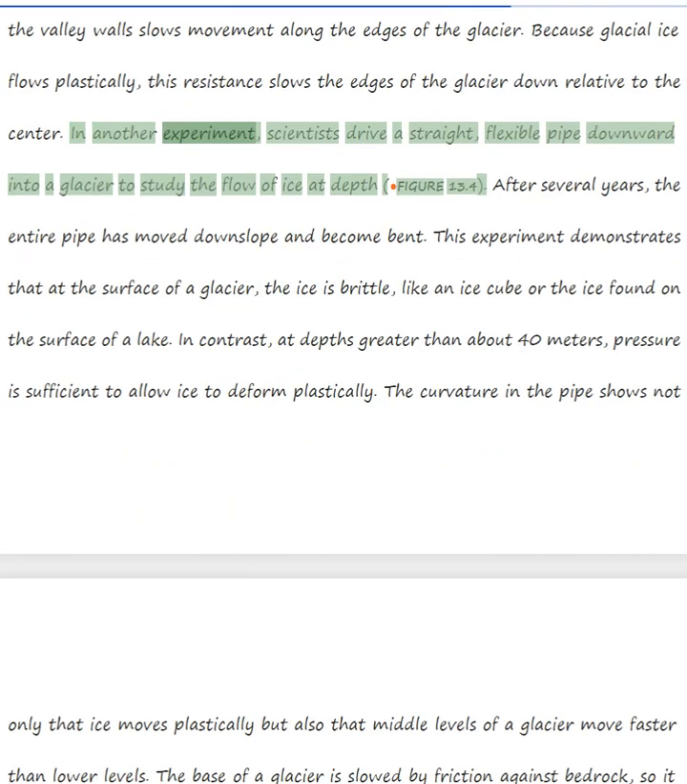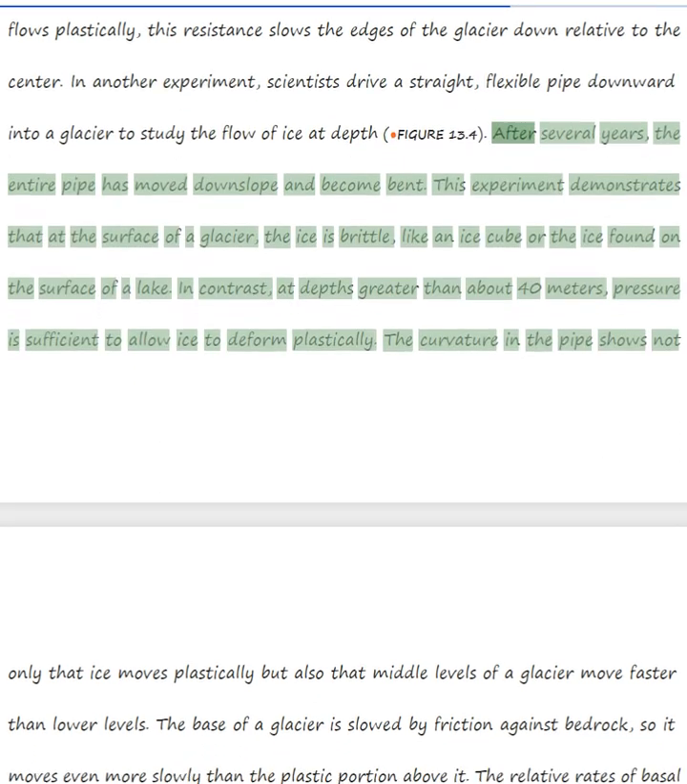In another experiment, scientists drive a straight, flexible pipe downward into a glacier to study the flow of ice at depth. After several years, the entire pipe has moved downslope and become bent. This experiment demonstrates that at the surface of a glacier, the ice is brittle, like an ice cube or the ice found on the surface of a lake. In contrast, at depths greater than about 40 meters, pressure is sufficient to allow ice to deform plastically.